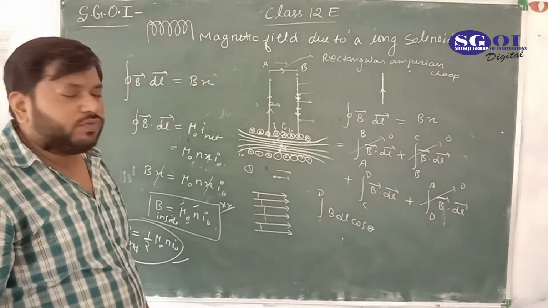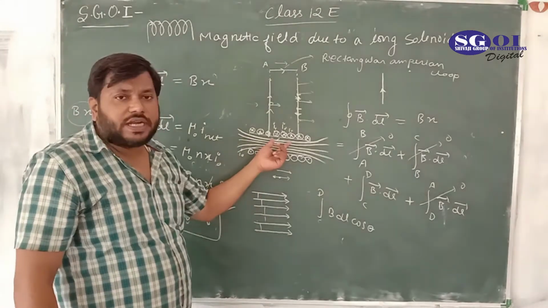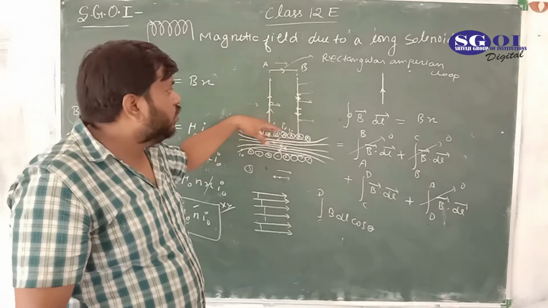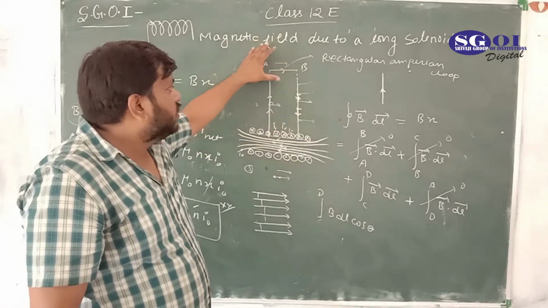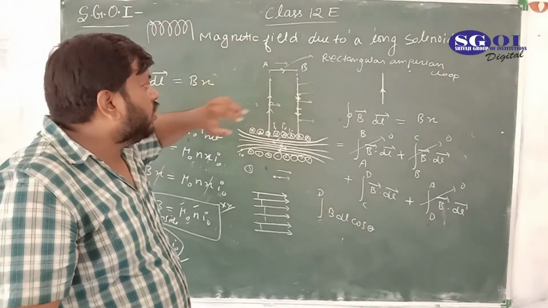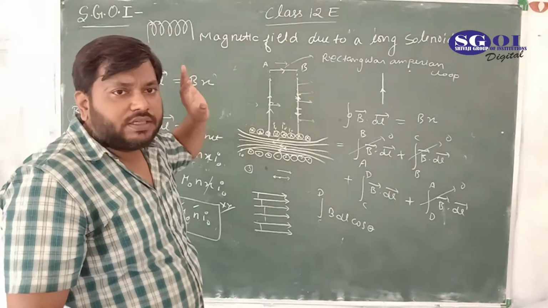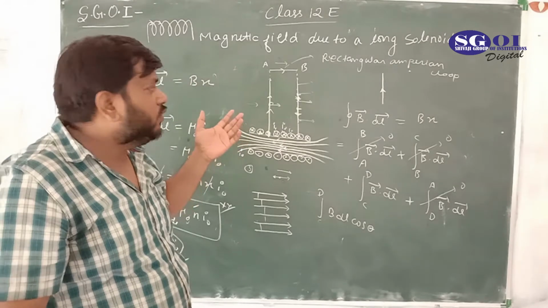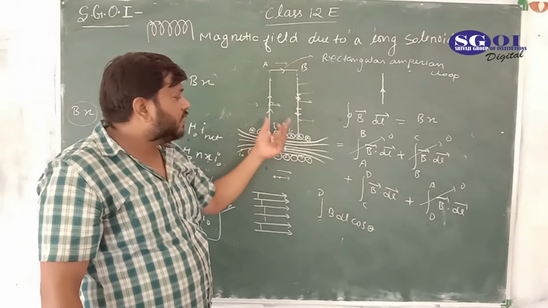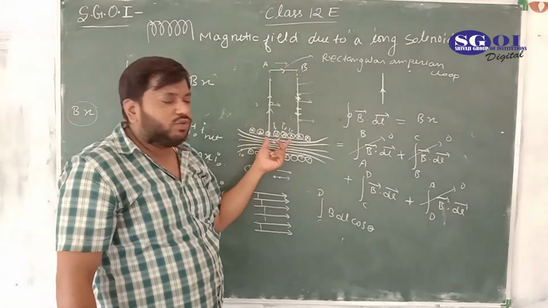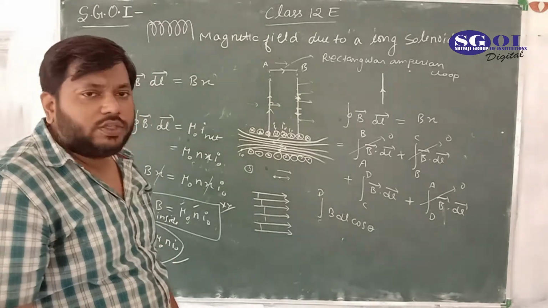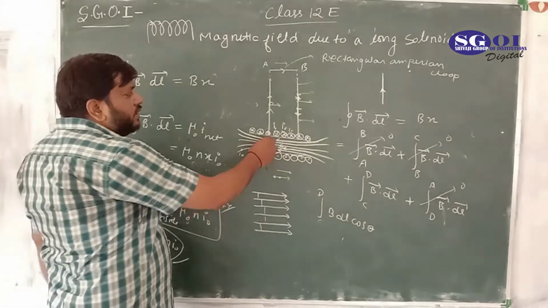And as we want to find the magnitude of the magnetic field inside the solenoid, that's why we take the length of this amperian loop very large, so that the contribution of the B dot dl for this AB segment becomes 0, because we don't want to include this term. We are interested in finding the magnitude of the magnetic field inside the solenoid. So I think you have cleared this derivation.